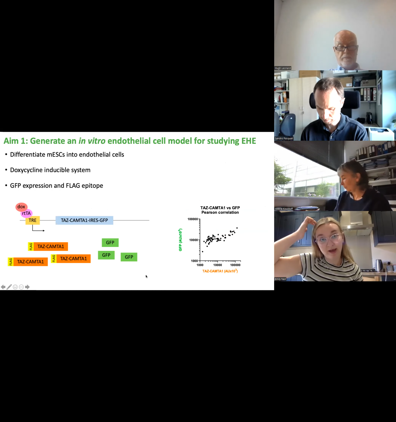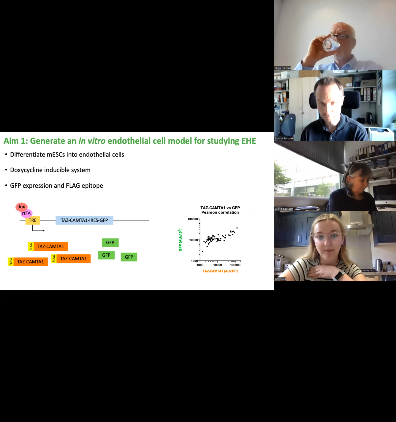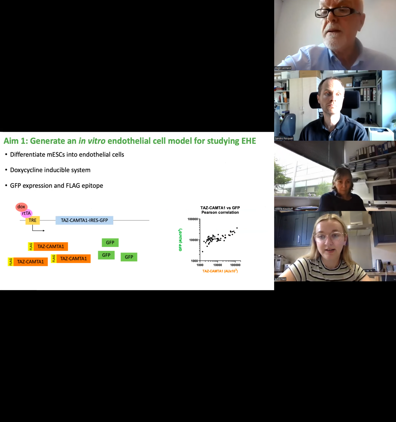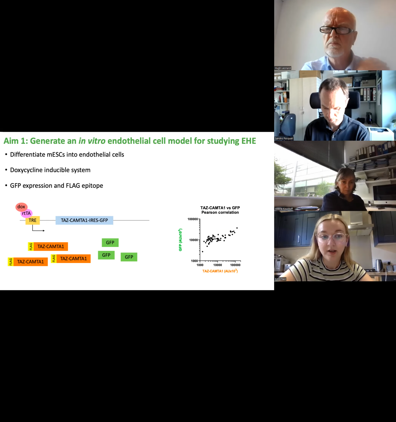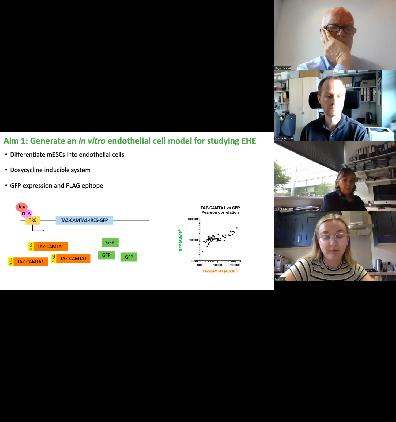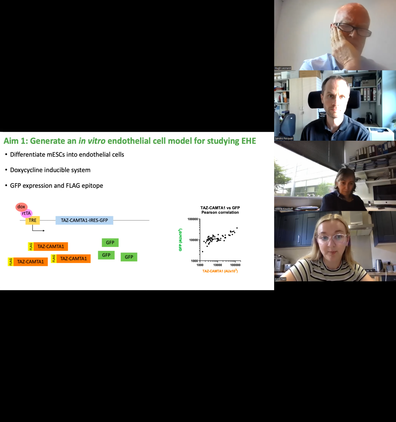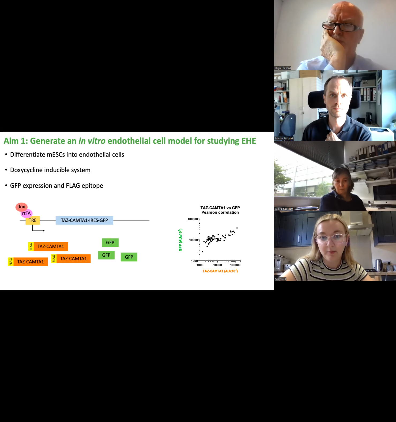So the first aim was to generate this model. To do this, we were using mouse embryonic stem cells, and then initiating a differentiation program to generate endothelial cells. These cells contain a doxycycline-inducible system. This means that we can just add doxycycline into the cell culture, and TAZ-CAMTA1 will begin to be expressed. From this, we can track the cells which have been successfully induced by looking at either FLAG epitope or by GFP. That allows us to do various different assays on live and fixed cells, so it makes it really versatile.